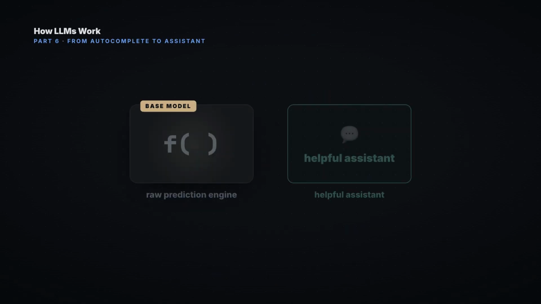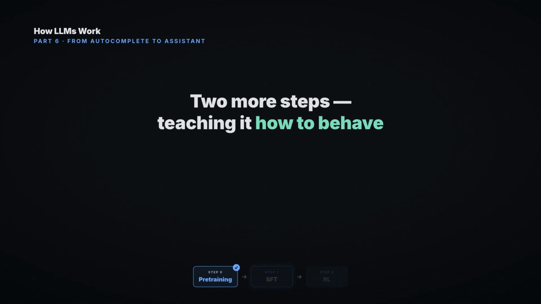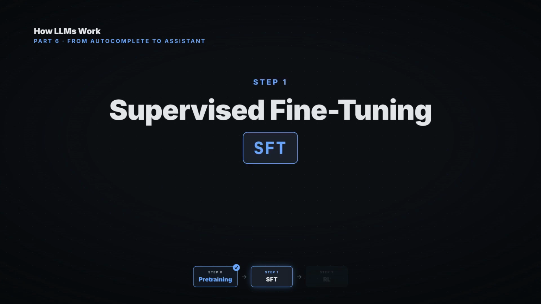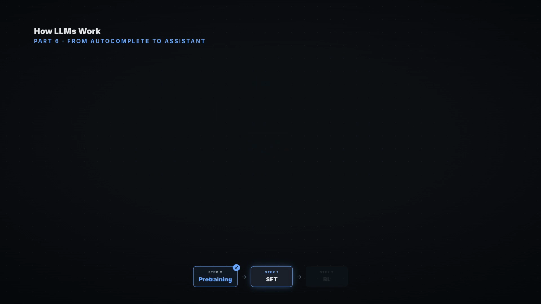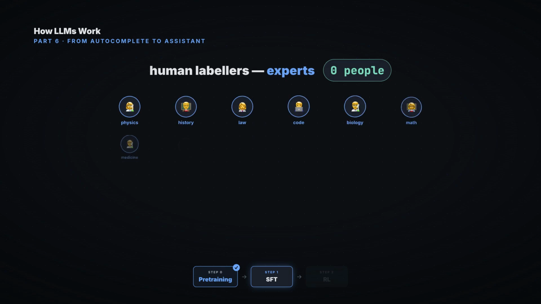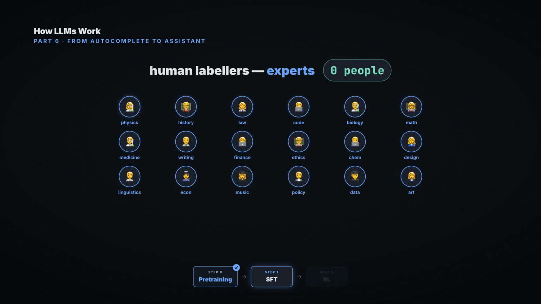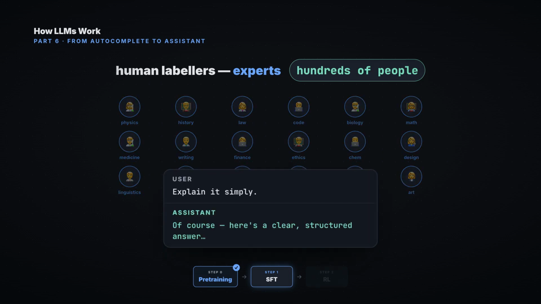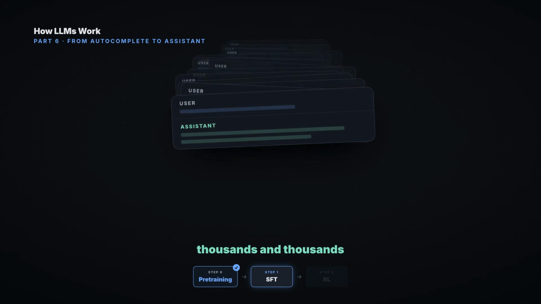So how do you turn this raw, undirected prediction engine into the polished, helpful assistant you talk to every day? Two more steps, and both of them are about teaching the model how to behave. The first step is called supervised fine-tuning, SFT for short. Here's how it works. The AI company hires a team of human labelers, experts in their respective fields, often hundreds of people, and asks them to write example conversations, thousands and thousands of them.